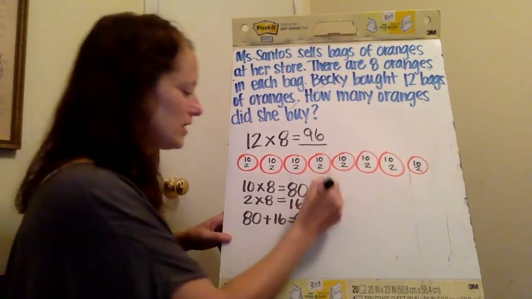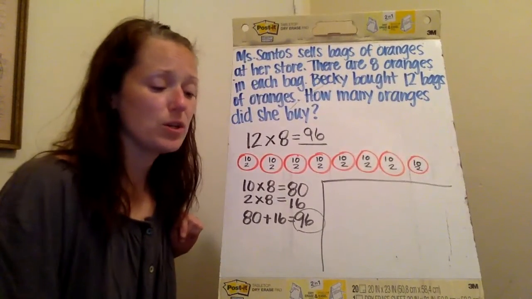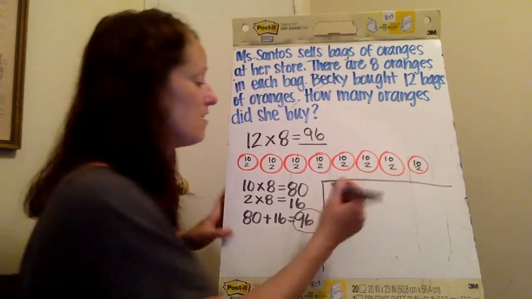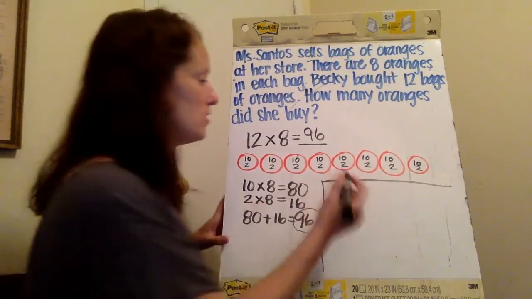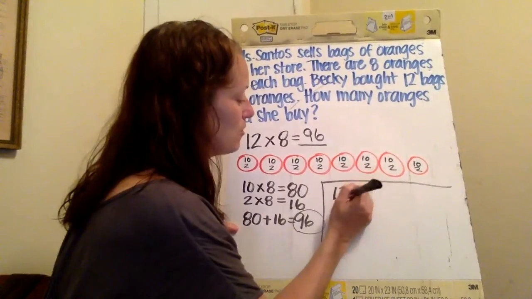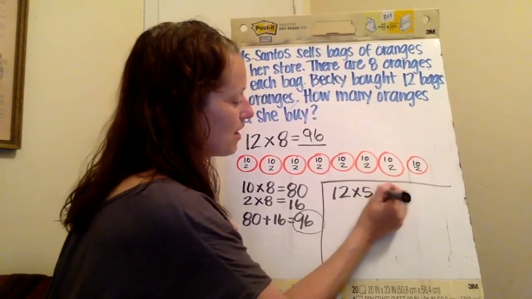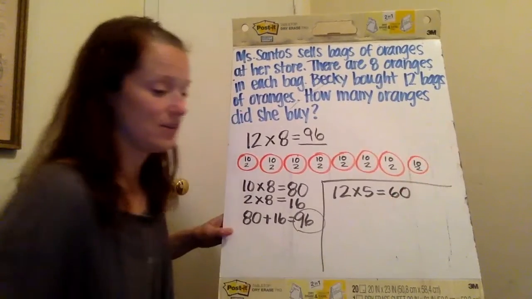All right, so let's see. There's one more way I could do this. So I could say, well, you know what? I know my multiplication tables, my 12 tables. So I'm actually going to break this 8 up a little bit. So I'm going to say, I know that 12 times 5 is equal to 60. That's a fact I know in my head.